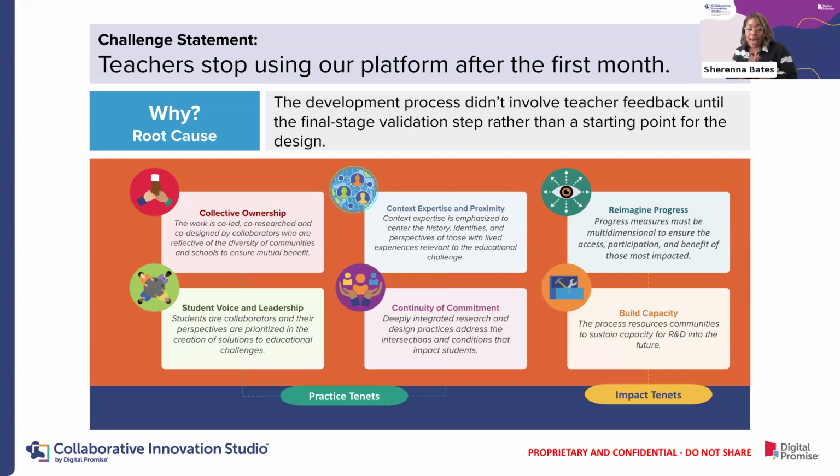Now, I want to ask you all first, before I give a response, which of these tenets do you believe maps to the root cause? When you really think about it, take a look. Let's take 30 seconds. Take a look at these tenets and then that root cause. And anyone, drop in the chat, which tenet do you believe maps back to the root cause? Give you about 15 seconds.